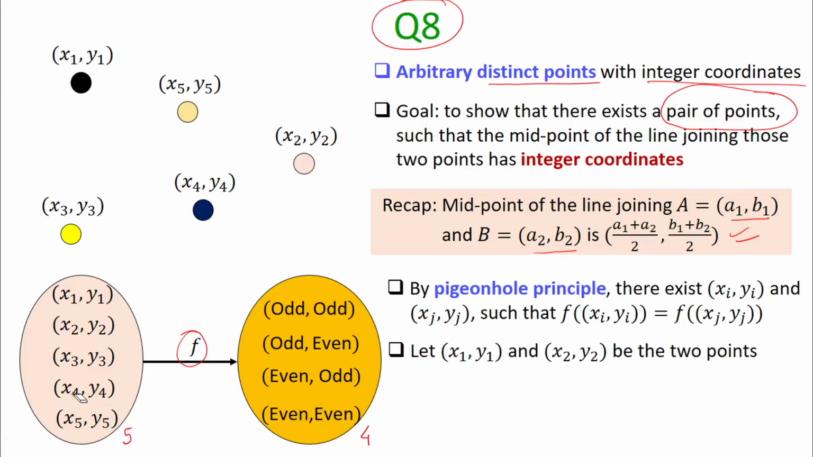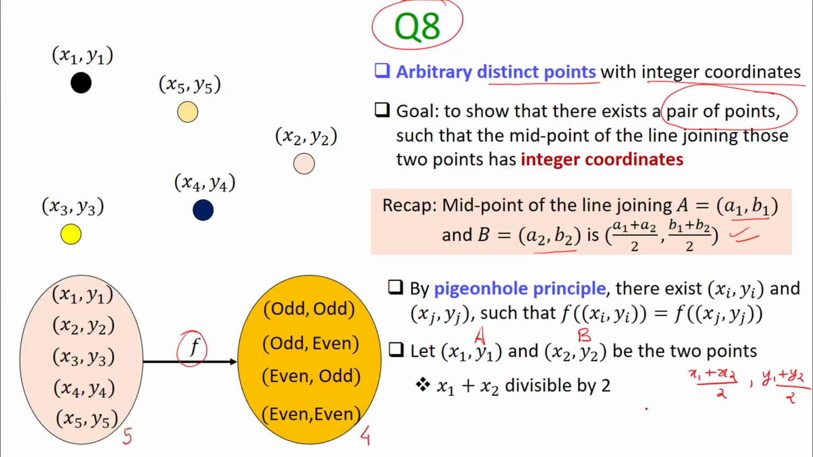So what we do here is we apply the without loss of generality principle. Without loss of generality, assume that those 2 points which are guaranteed to be mapped to the same ordered pair are the first 2 points, right? So say x1 comma y1 and x2 comma y2 are the 2 points such that the outputs of the f function for these points are the same. Now we want to inspect what happens to the midpoint of the line joining these 2 points A and B. As per the formula, the midpoint of the line joining A and B will be x1 plus x2 over 2, y1 plus y2 over 2.